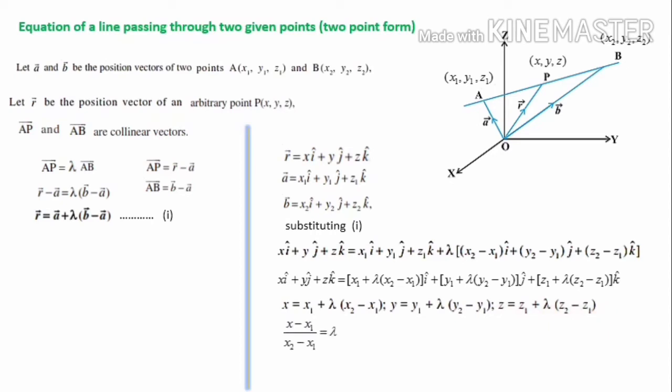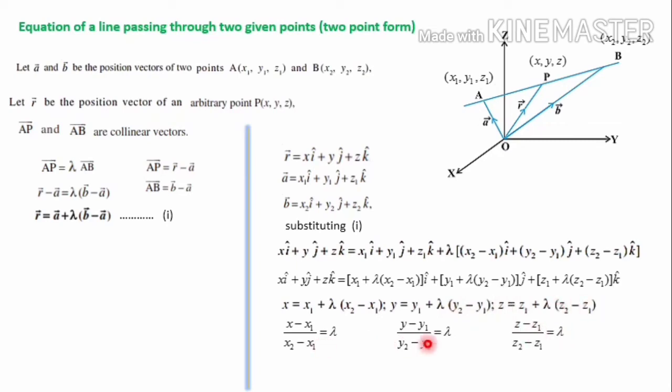So z is equal to z1 plus lambda into z2 minus z1. Then let's take this lambda separately on the right side. That is, this x1 we have to bring to the left side. That is x minus x1 divided by x2 minus x1 is equal to lambda. And in case of y also same. This y1 we have to bring to the left side. That is y minus y1 divided by y2 minus y1 is equal to lambda. And here z1 we have to bring to the left side. That is z minus z1 by z2 minus z1 is equal to lambda.